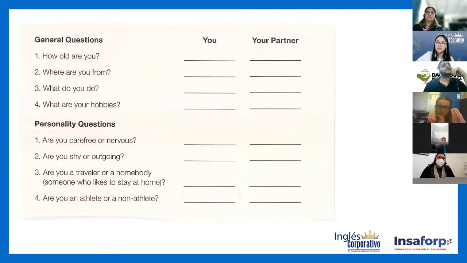Yes, personality questions. Okay, are you a traveler or a homebody? She is not a homebody. Are you an athlete or not an athlete? Yes, she is. Oh, she is an athlete person. Okay, a person that likes to do sports. Okay, thank you, Ellen Nilsson.